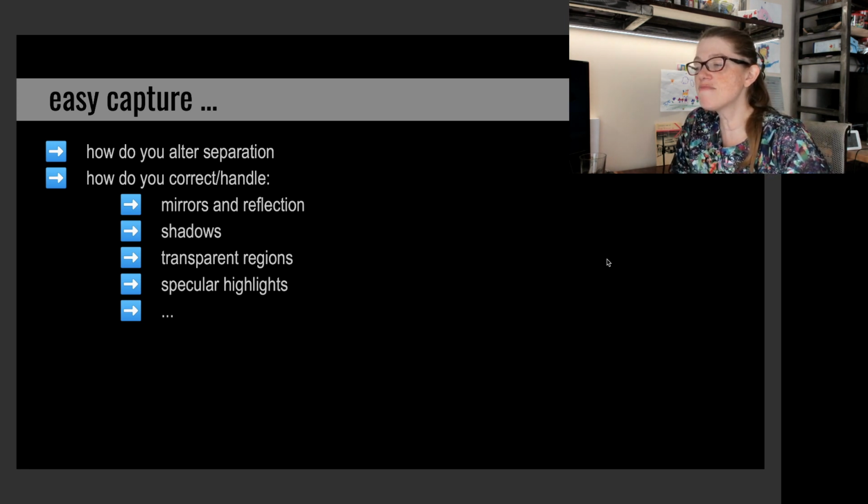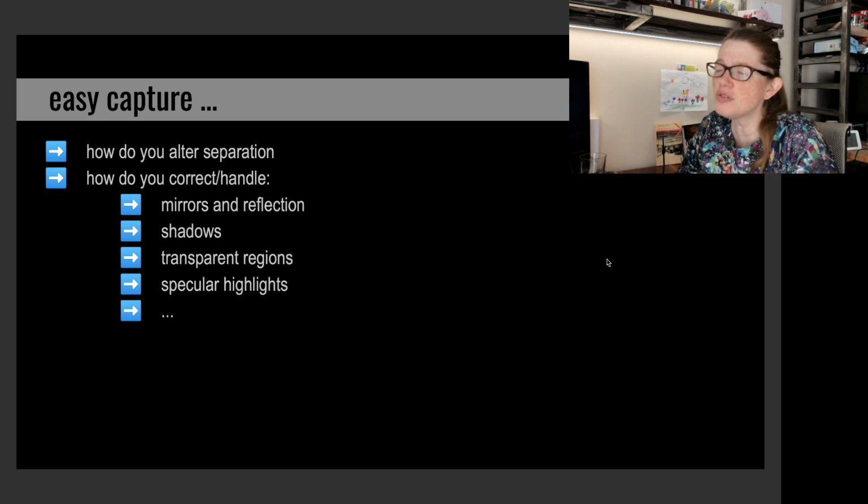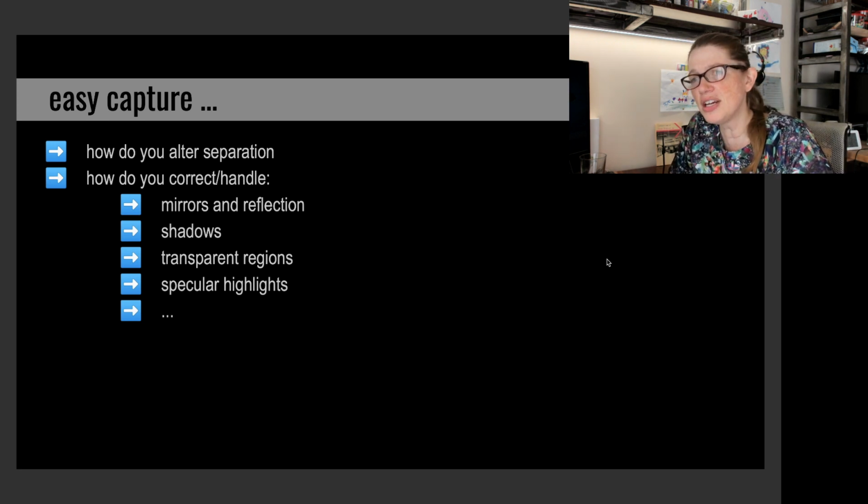So now we have to ask ourselves, we've taken a 3D photo, how are we actually going to make it good after the fact? So how do we alter the separation to reduce it so it's more comfortable? How do we increase the separation to give it a little bit more depth? How do you handle things like inconsistencies between the left and the right view? Do you go into Photoshop and remove them? Well, how do you make sure that Photoshop doesn't wreck things? How do you handle mirrors and reflections? That's actually a pretty big problem. How do you handle shadows and transparent regions and specular highlights? Things which naturally may actually only appear in one of your eyes.